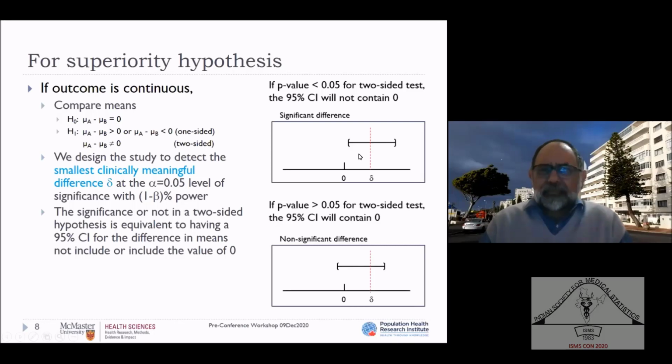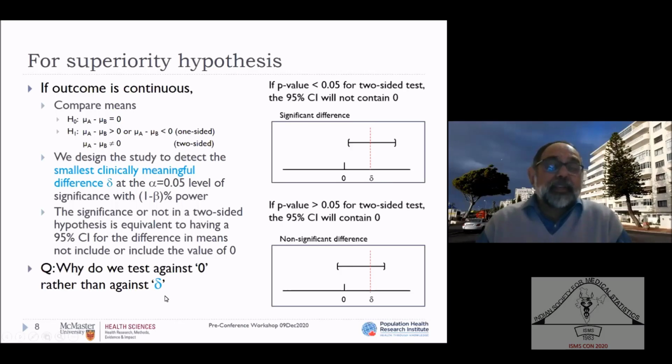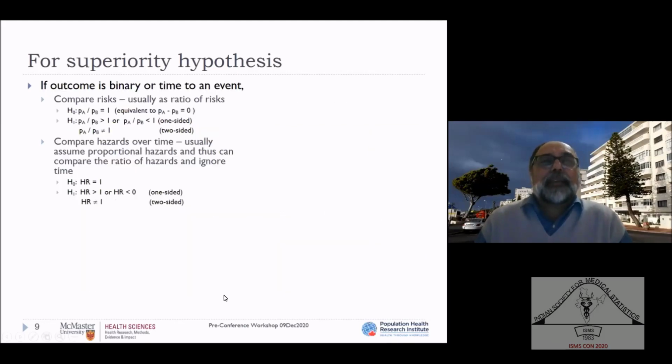So for example, if the confidence interval that we find does not include 0, we'd say, oh, there's a significant difference between the two. And if it includes 0, we'd say there's not a significant difference. Now, we may have planned the study for detecting a smallest clinically meaningful difference, delta, but we actually test against 0. We don't test against delta. Very interesting, right?